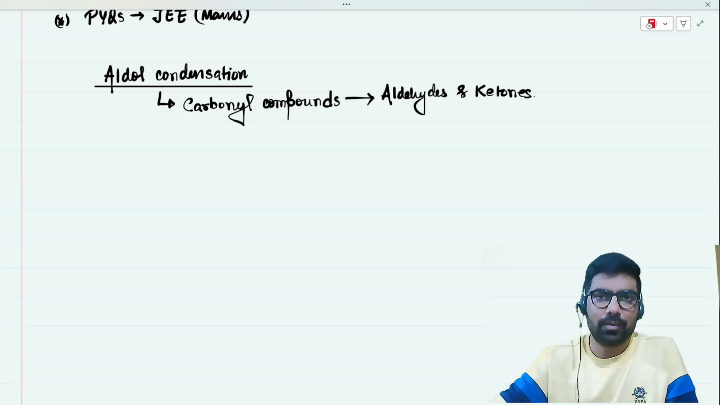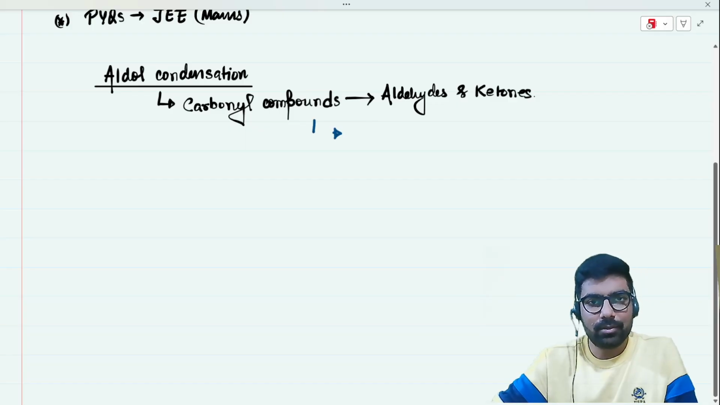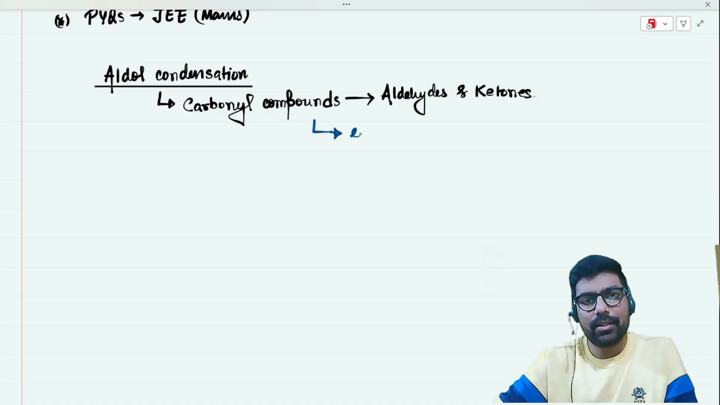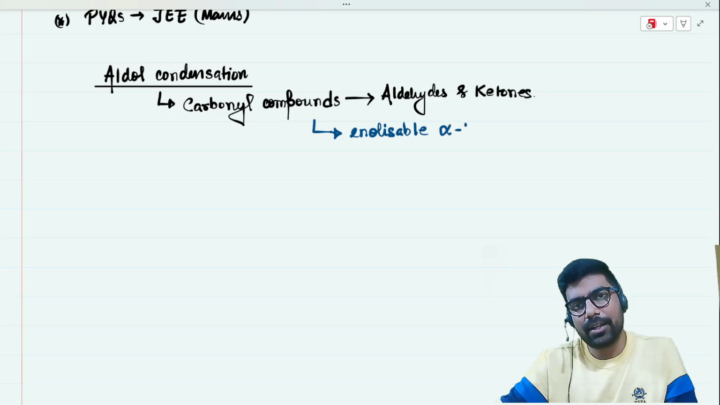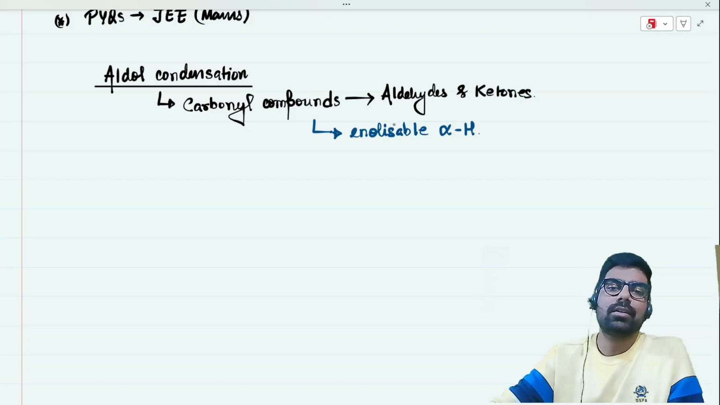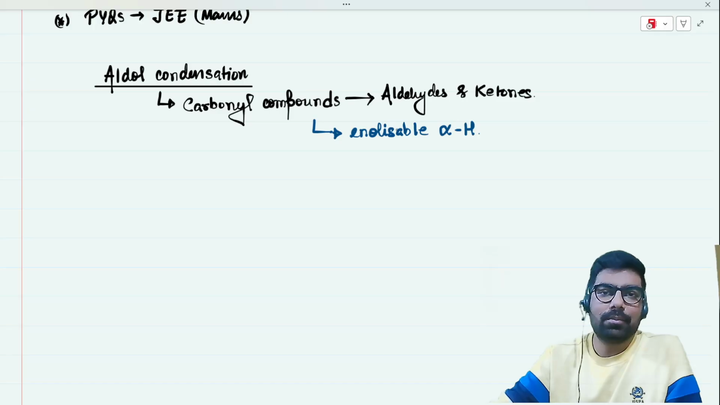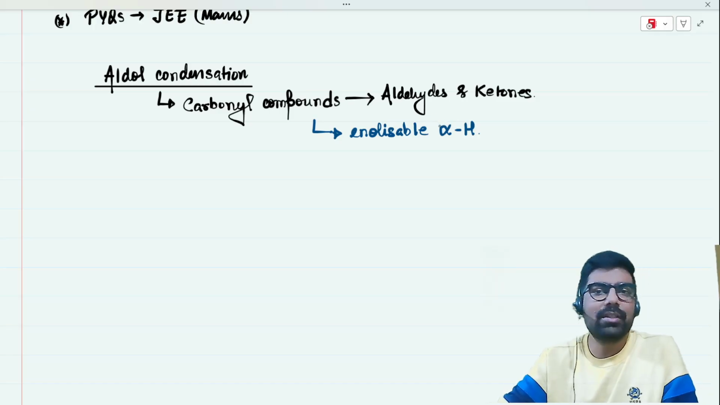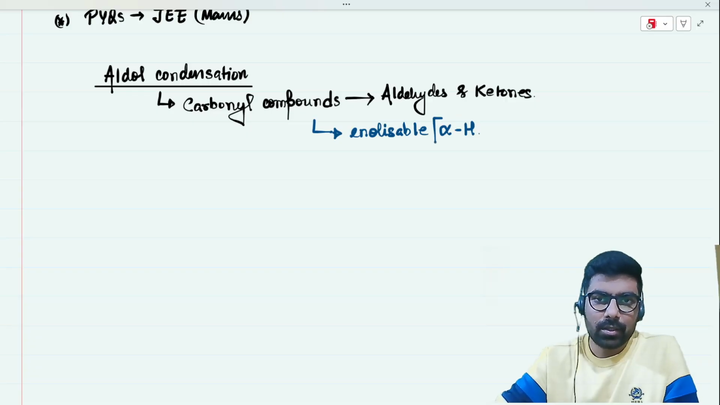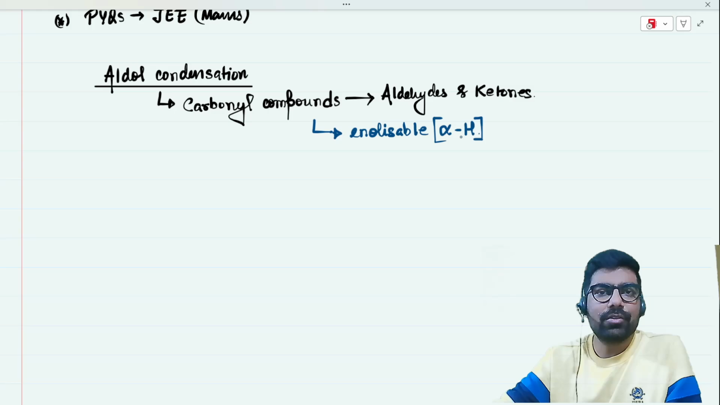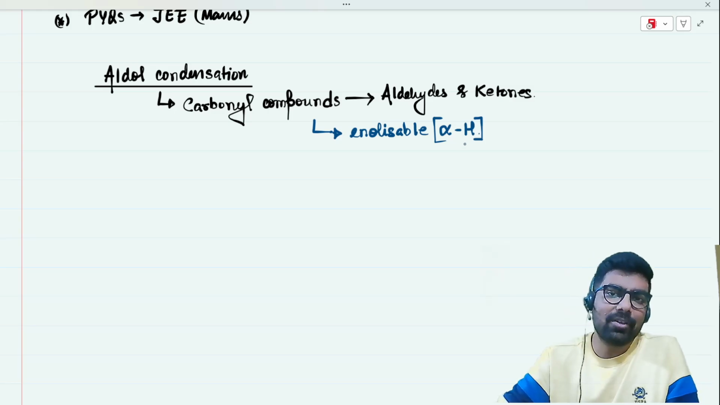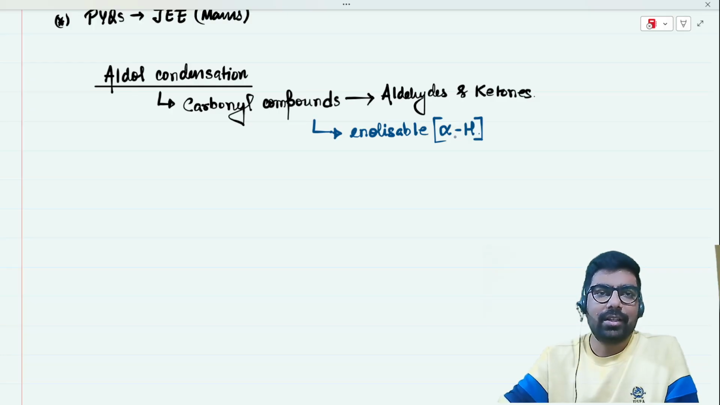Are there some conditions? Of course. The first condition in aldol condensation is that this carbonyl compound should have an enolizable alpha hydrogen. That means the carbonyl compound should have an alpha hydrogen that can form an enol. Okay. But for the sake of simplicity, you can remember that if a compound has an alpha hydrogen, then it undergoes aldol condensation.